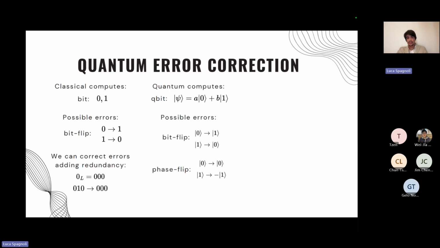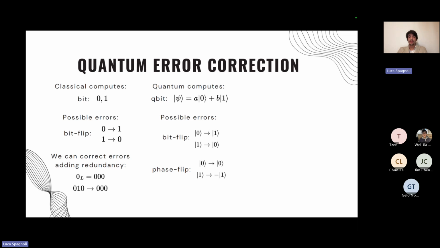In quantum, instead, we have the qubit that can be in an arbitrary superposition between 0 and 1, and this time we have two possible errors. The bit flip, which is the quantum analog of the bit flip we just saw, turns the 0 state to the 1 state and vice versa. But we also have the phase flip, which has no classical analog, and it introduces a relative phase between the two different states.